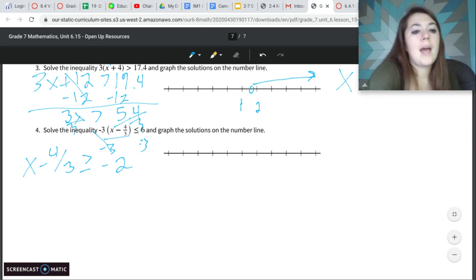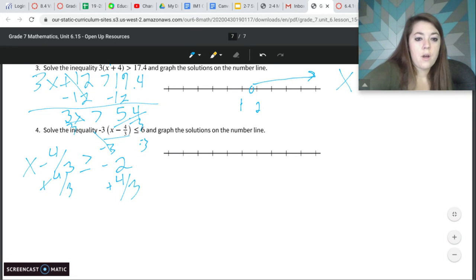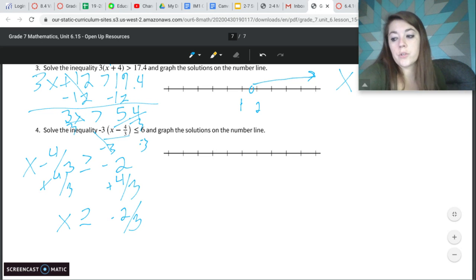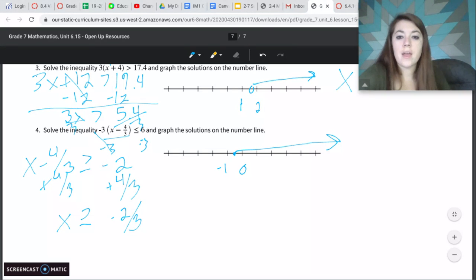Now we're going to add 4/3. So we have negative 2 plus 4/3, which is going to give us negative 2/3. So x is greater than or equal to negative 2/3. So we've got our negative 1, we have 0. Now, it has the equal to symbol, so that means it's going to be a closed dot. And it's going to be going to the right because it's greater than or equal to.